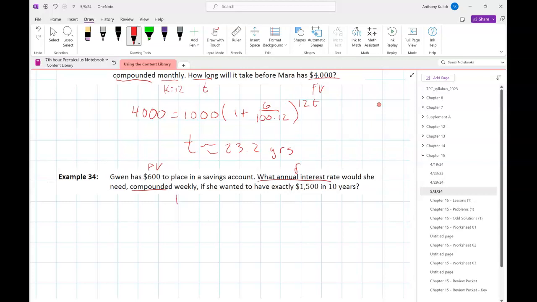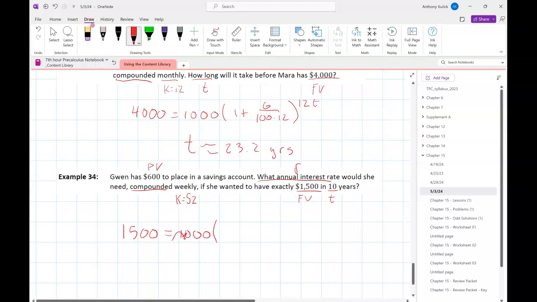Okay, so what number is weekly? 52. And then what's this 1,500 then? And then the 10, what's the 10? The T. Okay, so we'll write 1,500 is equal to 1,000 times, or not 1,000, you dummy.